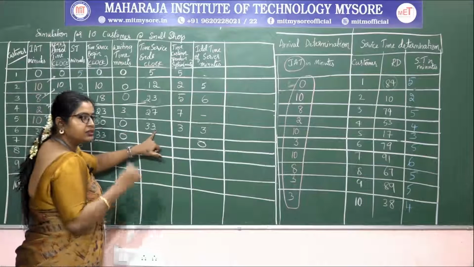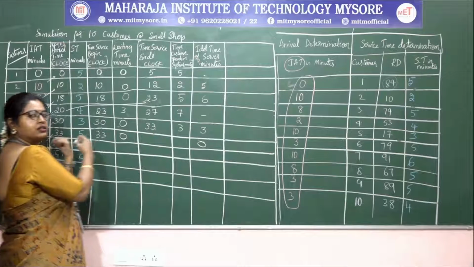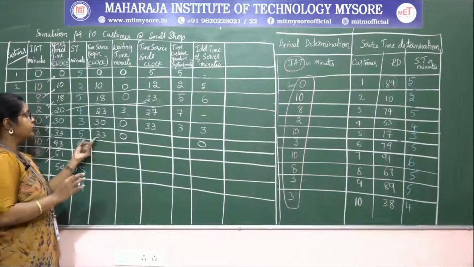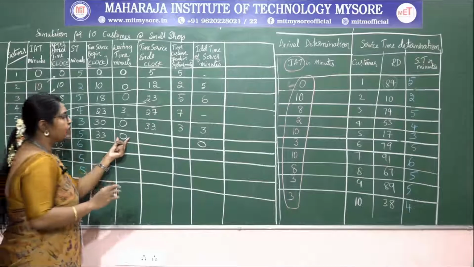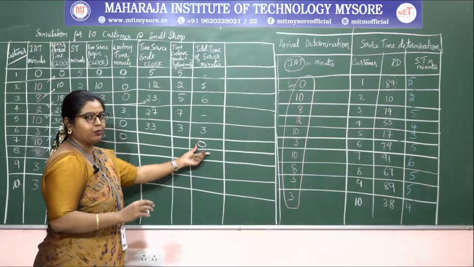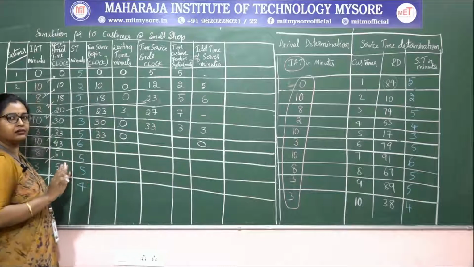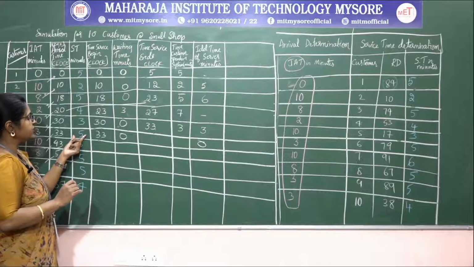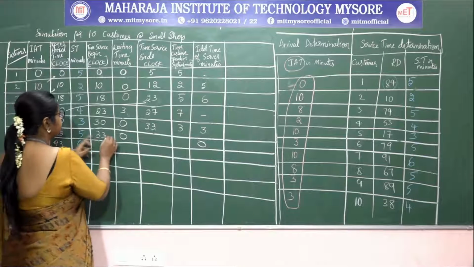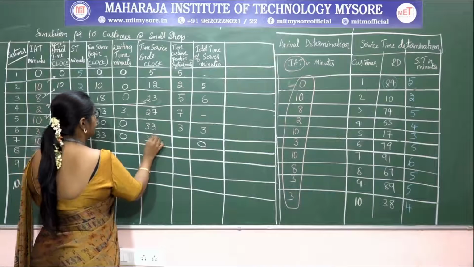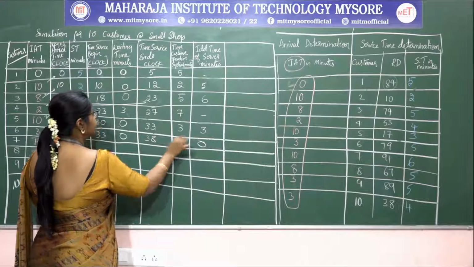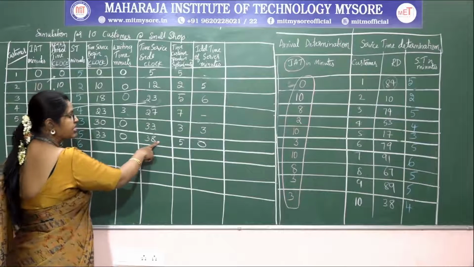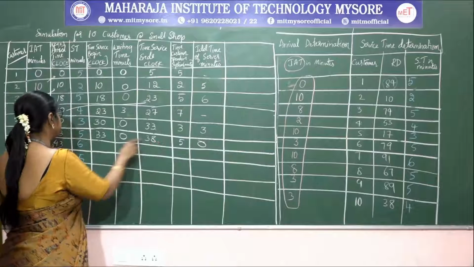At the 33rd minute he has completed, and at the 33rd minute another person came. So there is no gap. Directly he is going to take the service. Therefore there is no waiting time and no idle time. Both are 0. Then how much time is he going to take for service? 5 minutes. Therefore 33 plus 5 is 38. So he has taken only 5 minutes.